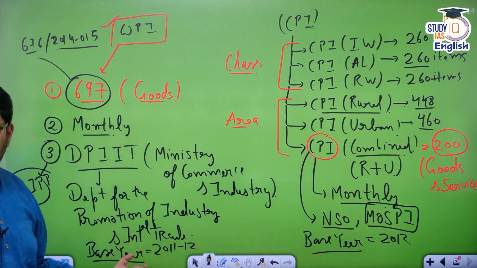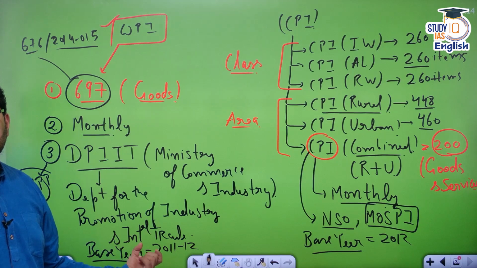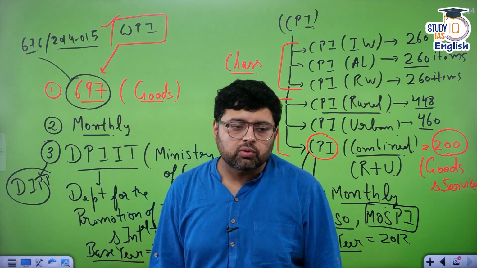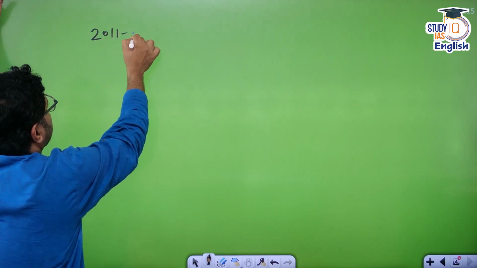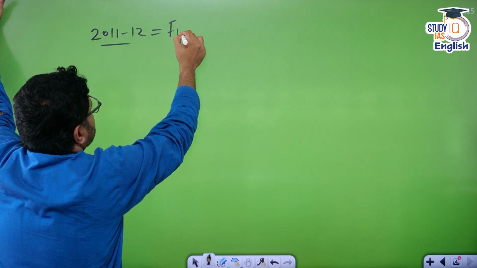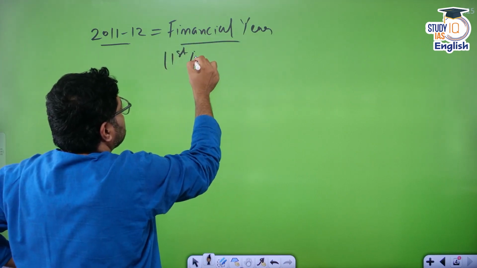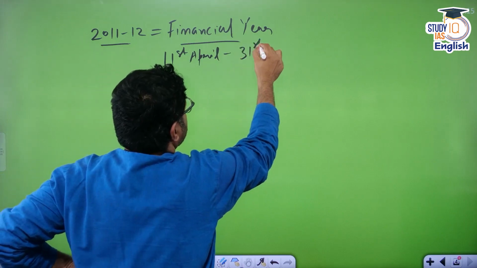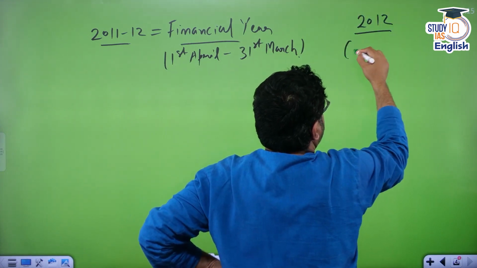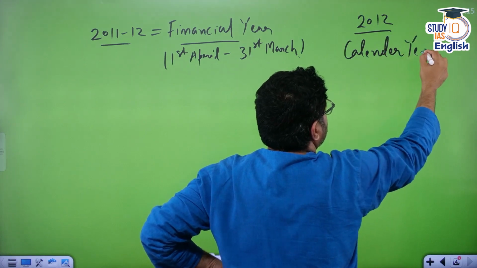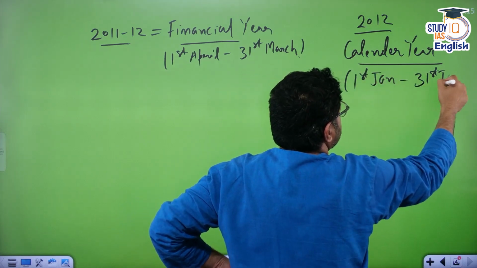Now, for one it is 2011-12 and for another it is 2012. So here you have to remember one thing, that when I am using the word base year 2011-12, it means I am talking about financial year. Okay. So this is what you have to remember, that here I am talking about financial year. So the financial year starts from 1st April till 31st March. But when I am using base year for CPI 2012, it means I am talking about calendar year. So calendar year starts from 1st January till 31st December.